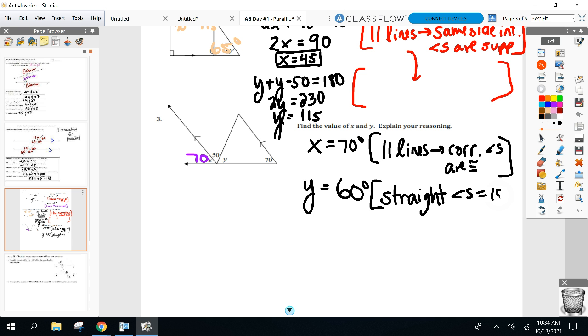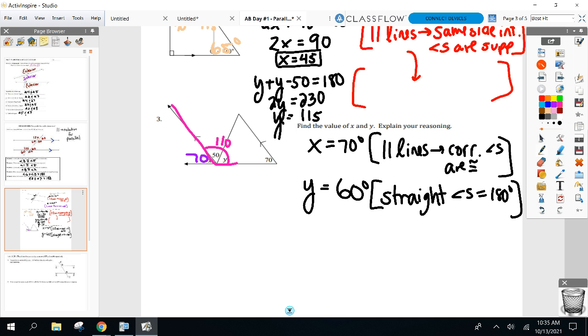Say equal 180. Did anybody do this part? That you said, oh, 70 and this angle here are same side interior? Does everyone see that? The 50 and the y with the 70 give you same side interior, so they should have been supplementary. So this angle right here is 110, which would make y 60 as well. Any questions?